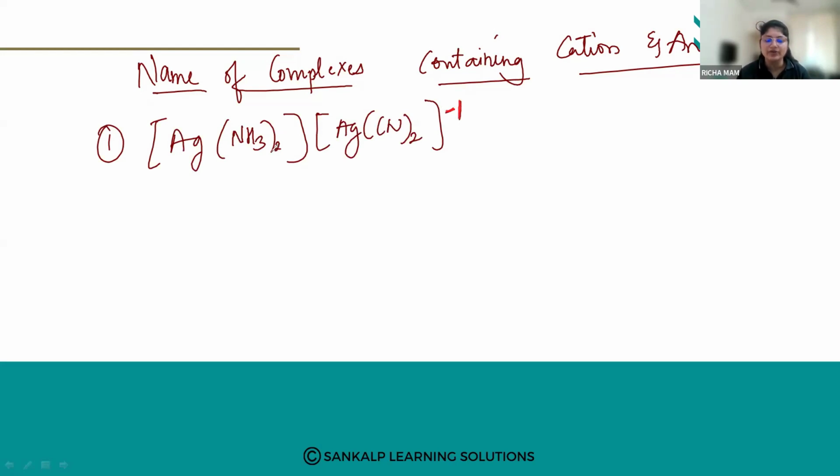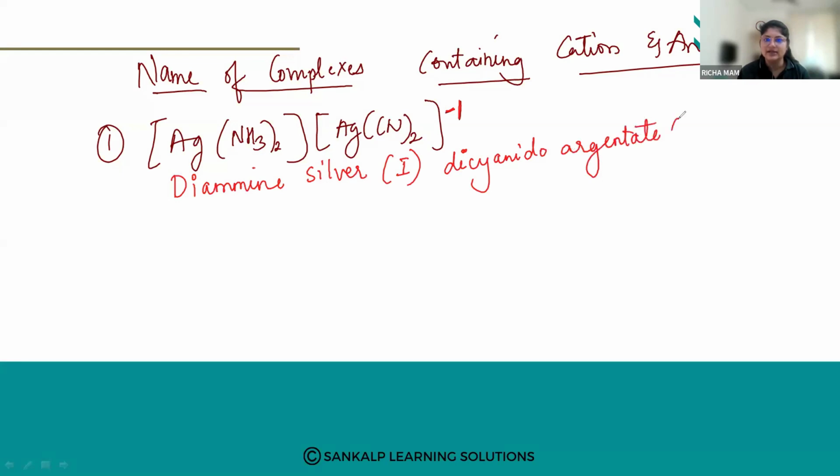So now what we are going to do? Your diamine silver is a cation. So how are you going to write? First I'll write diamine, then silver, and the charge is 1. And this is dicyanido argentate, the charge is 1. So like this you are going to name.